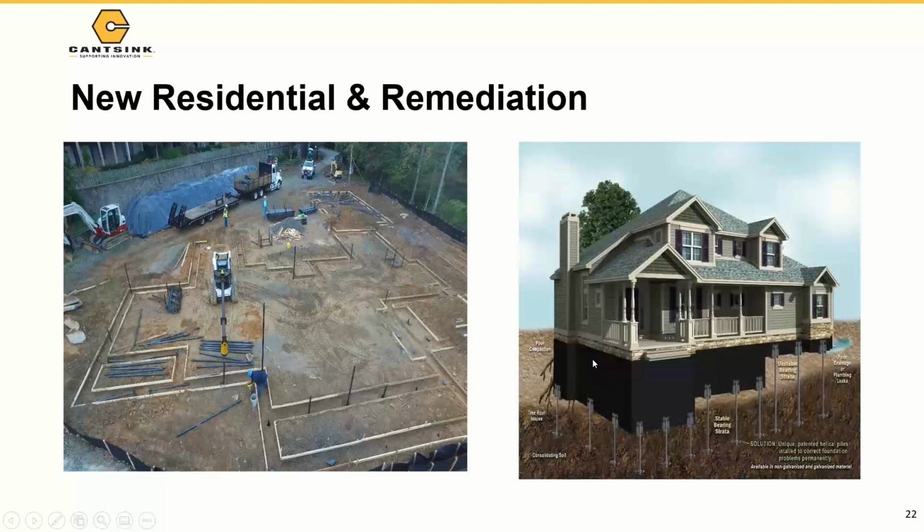And this is remediation. Underpinning, when you have a house, you can see we have the helical piles, and we have this bracket that connects the helical piles to the foundation of the house. This is how an underpinning bracket looks like.